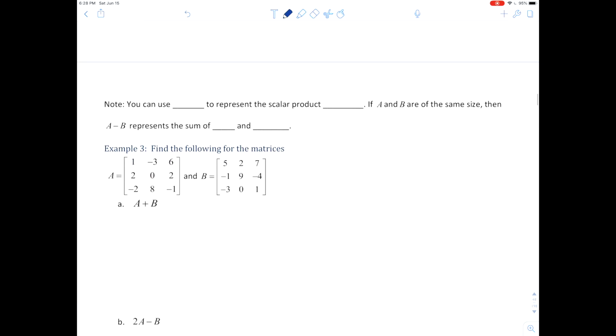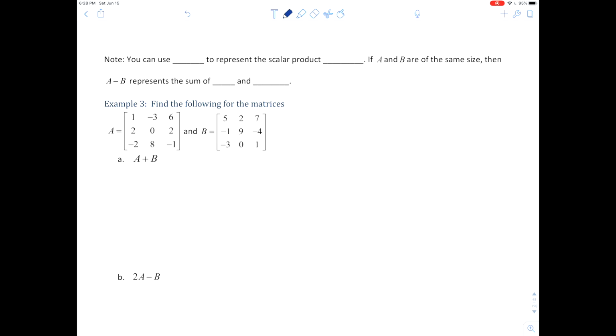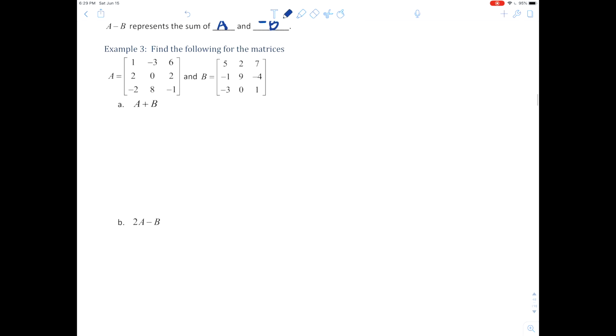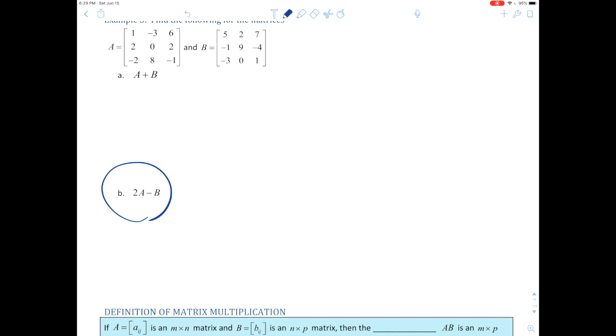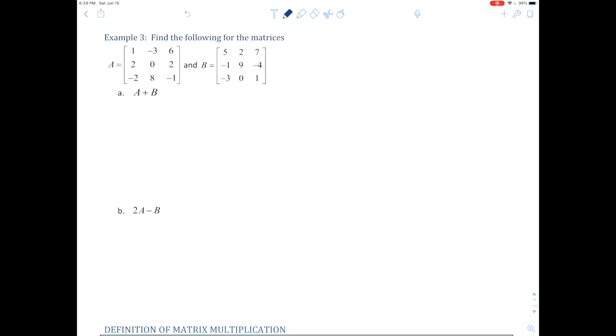So let's practice. Now let's also note that you can use negative A to represent the scalar product -1 times A. If A and B are of the same size, then A minus B represents the sum of A and, you got it, -B. So for example 3, find the following for the matrices. We're looking for the sum and then some, fun stuff, scalar multiple and difference. All right? So if you feel comfortable, go ahead and pause the movie and then start playing it again to see how you did.